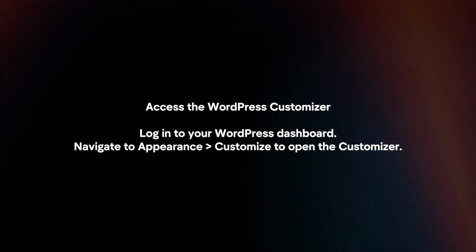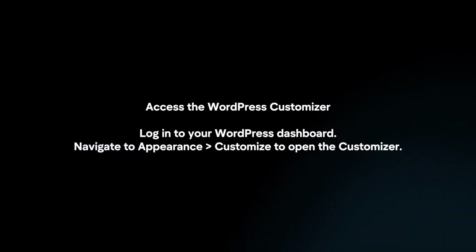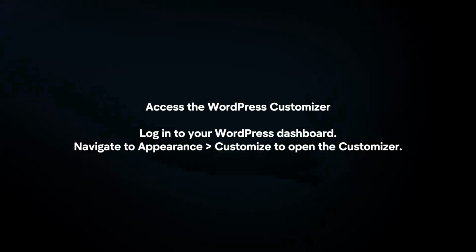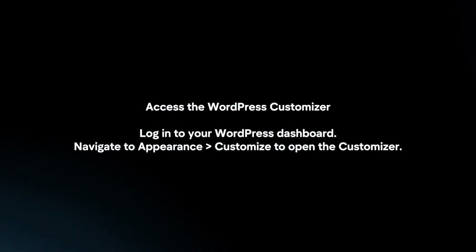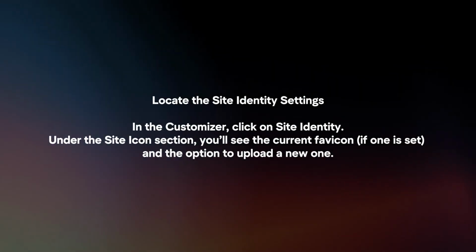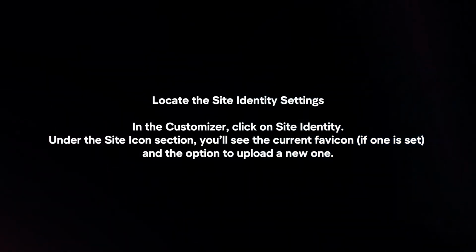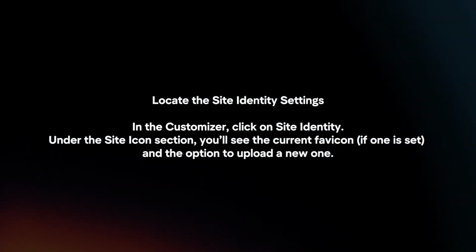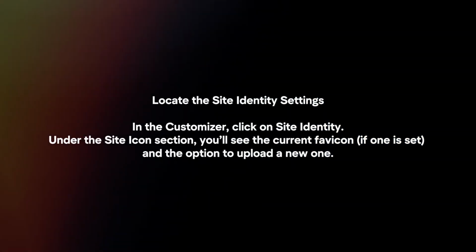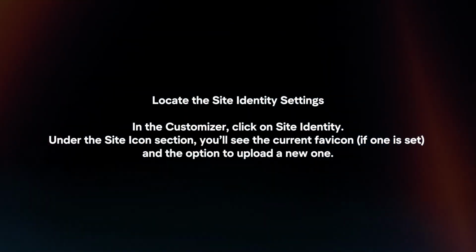Access the WordPress customizer. Log into your WordPress dashboard. Navigate to Appearance, Customize to open the customizer. Locate the site identity settings. In the customizer, click on Site Identity. Under the site icon section, you will see the current favicon and the option to upload a new one.